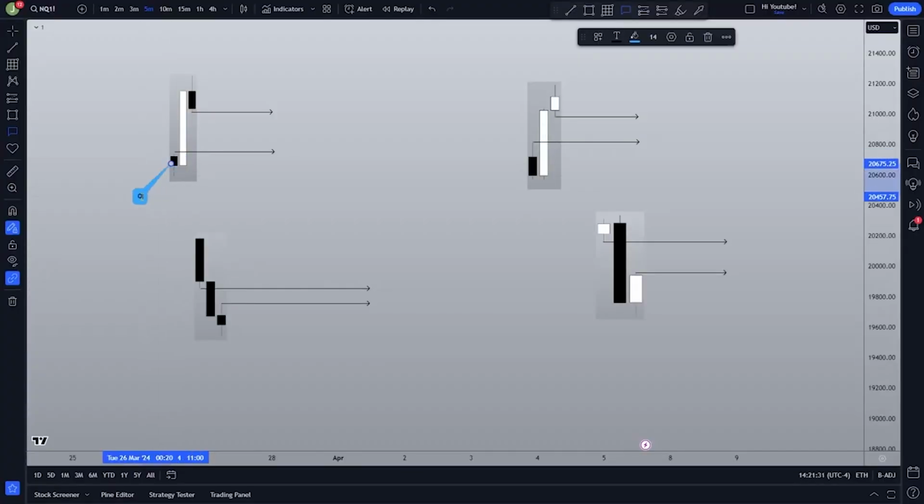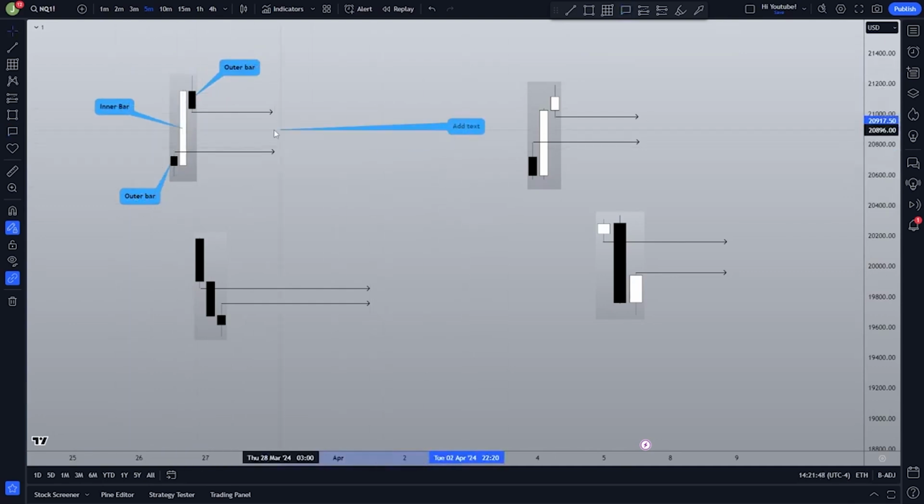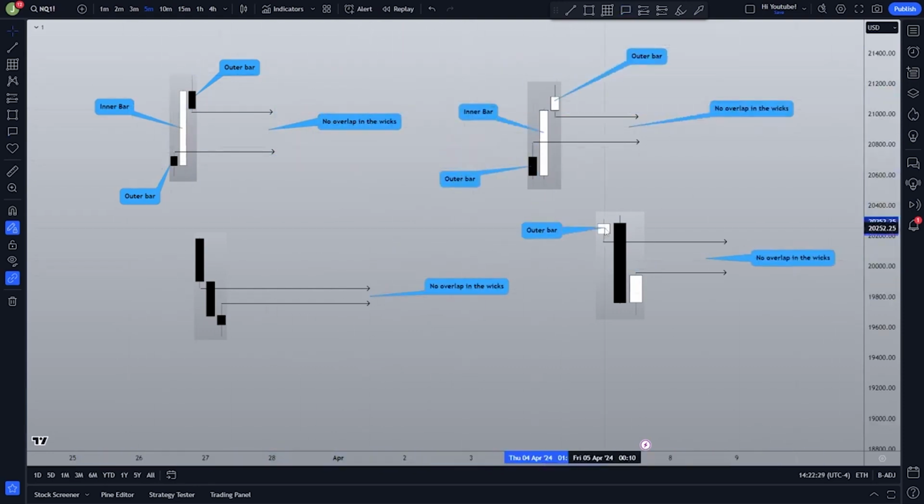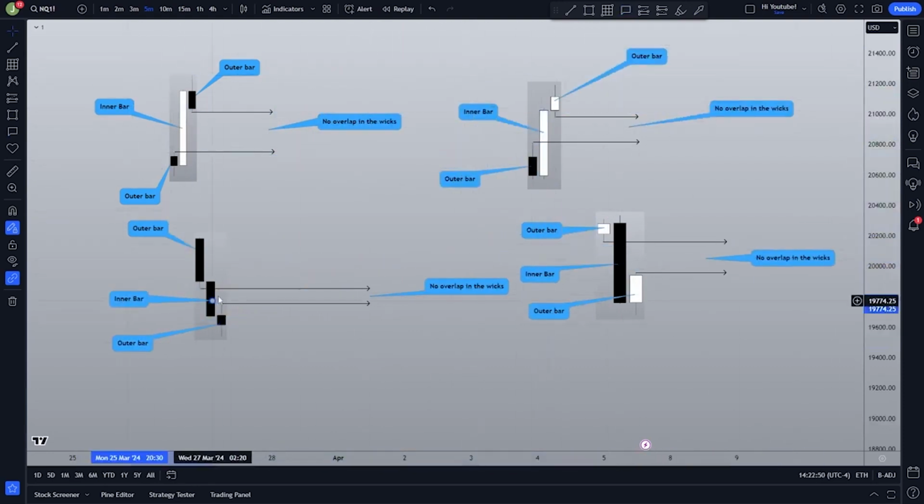Let's start with imbalances. Imbalances on the chart look like this, a 3-bar or candlestick pattern where the wicks of the outer 2 bars do not overlap. The imbalance is the space right here in between those wicks. Behind the scenes, imbalances form because buying pressure greatly outweighs selling pressure or vice versa over a short duration.